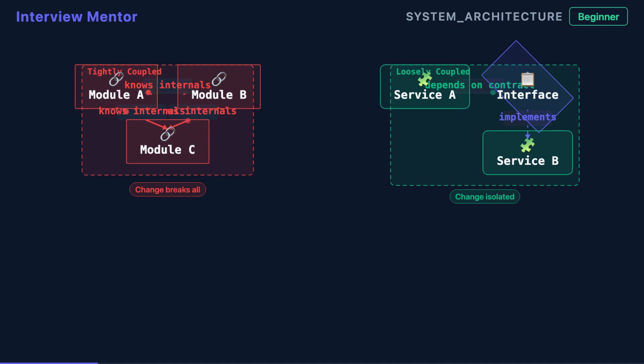Think of it like building with Lego blocks instead of welding parts together. Each component knows just enough about others to interact, but nothing about their internal workings. This independence is the foundation of flexible software architecture.